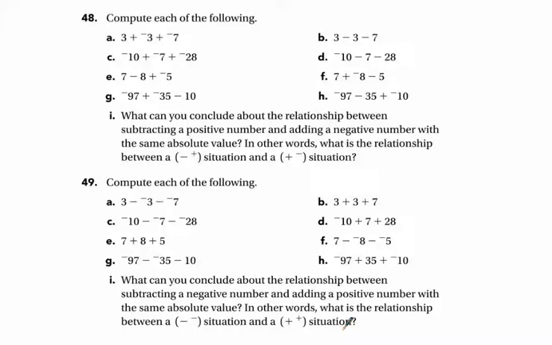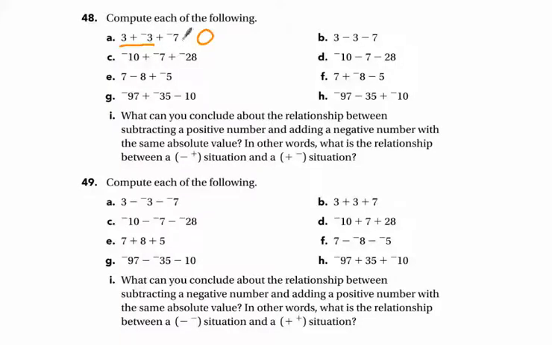This is Accentuate the Negative, Investigation 2.3, homework number 48 and 49. When I deal with multiple numbers, I want to deal with just two at a time. So I'm going to start with the first two. I see 3 plus negative 3. I know that that is an additive inverse, which means that that equals 0.